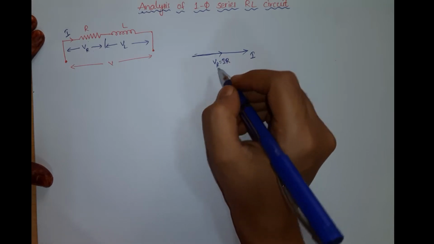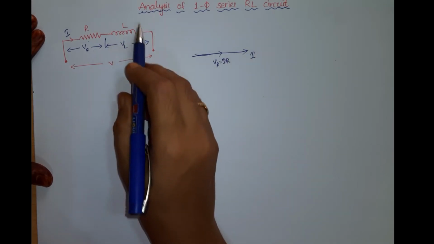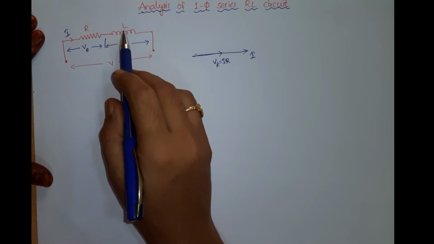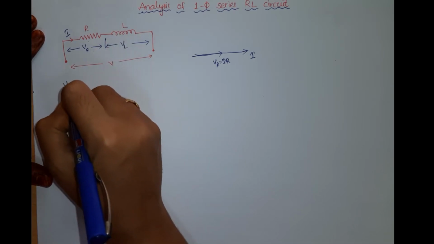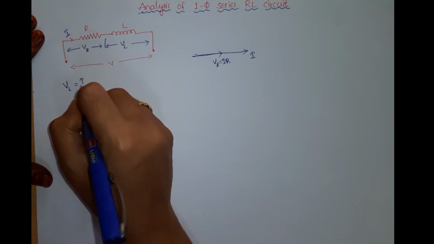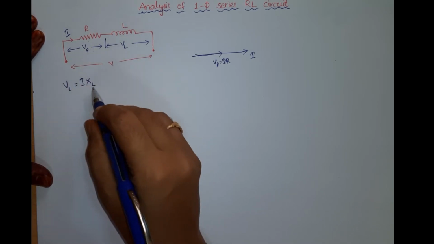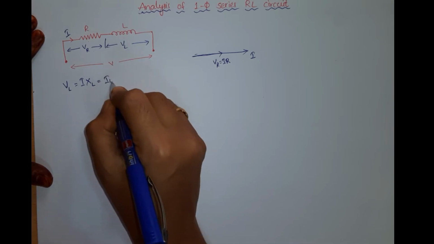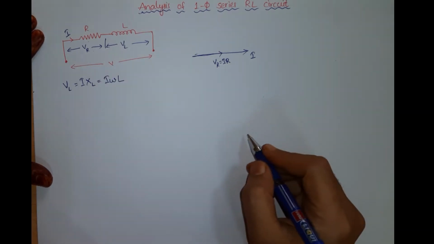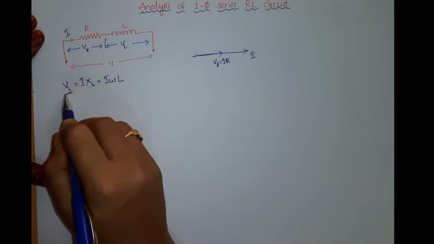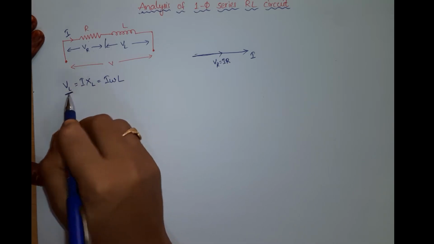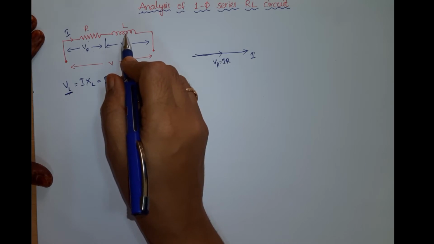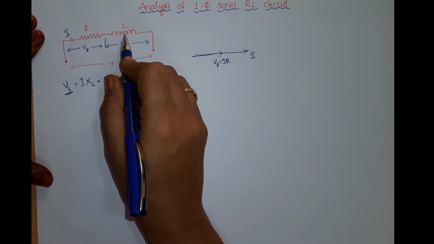In the same way, for the voltage drop across an inductor, VL is I into XL, where XL is called inductive reactance, which is given by omega L. This voltage across the inductor leads the current through the inductor by pi by 2 radians, that is 90 degrees, we know that one.